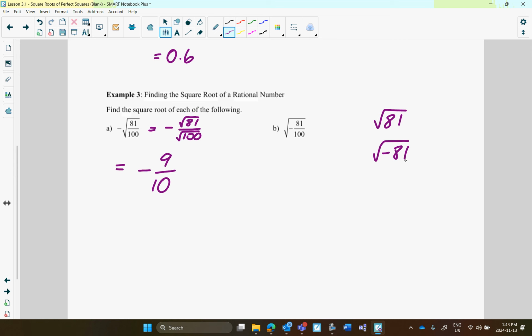There is no number times itself that gives you a negative answer. Like you can't say negative 9 times 9 because those aren't the same numbers. You can't say negative 9 times negative 9. Yeah, they're the same numbers, but that gives you an answer of 81. So you can't do this.